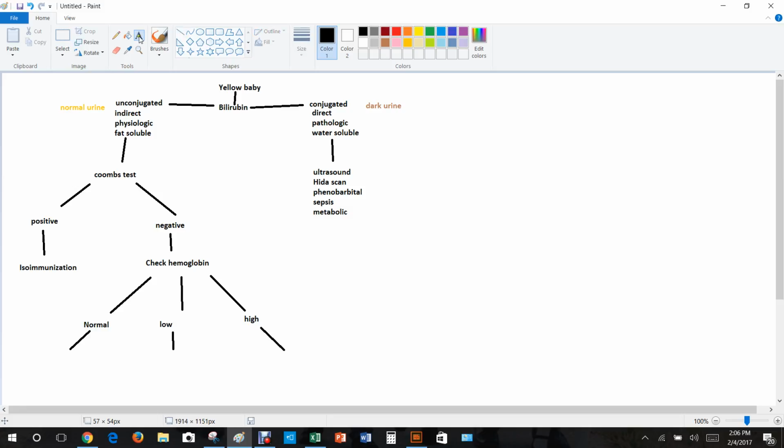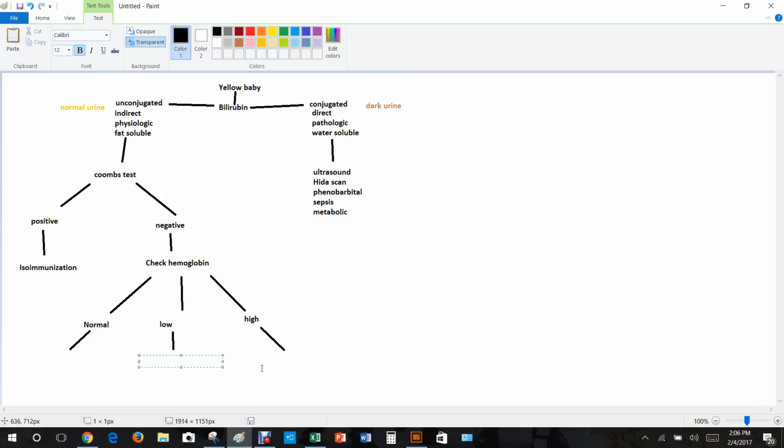So first of all, let's go down the low hemoglobin. Okay, so if it's low hemoglobin, what does that tell us? If it's low hemoglobin, it's either going to be a hemorrhage or like a cephalohematoma, something like that.